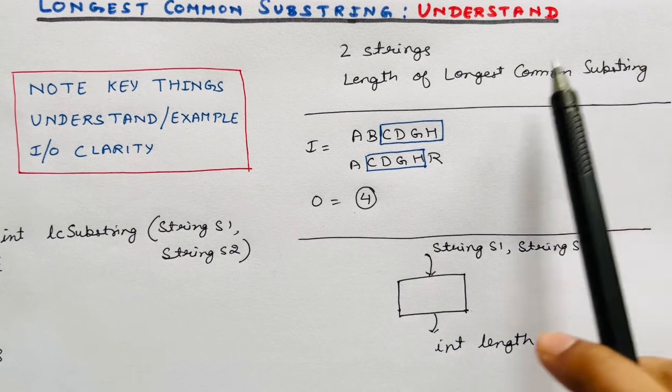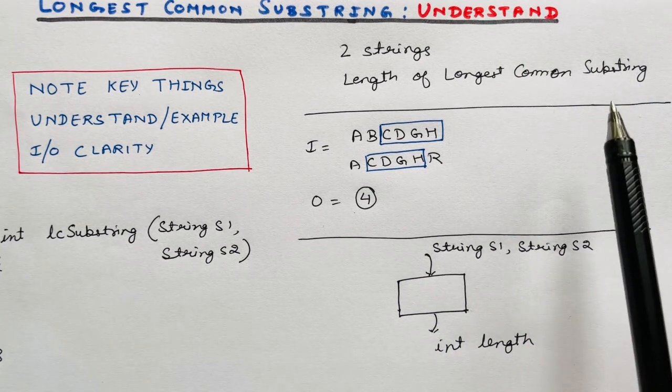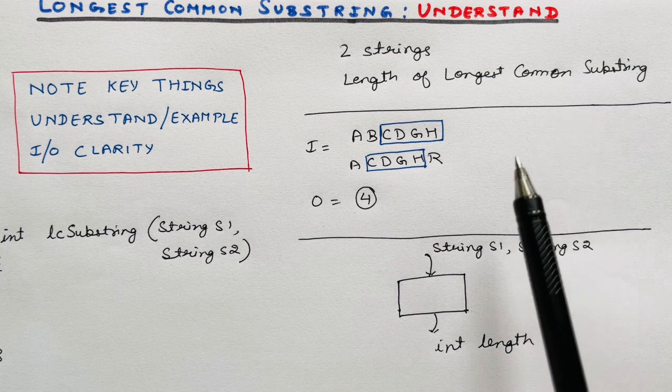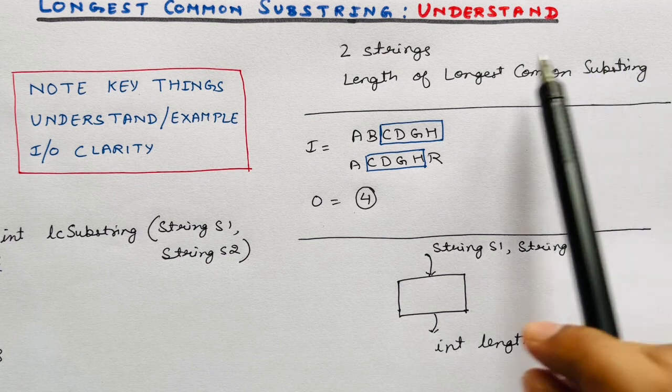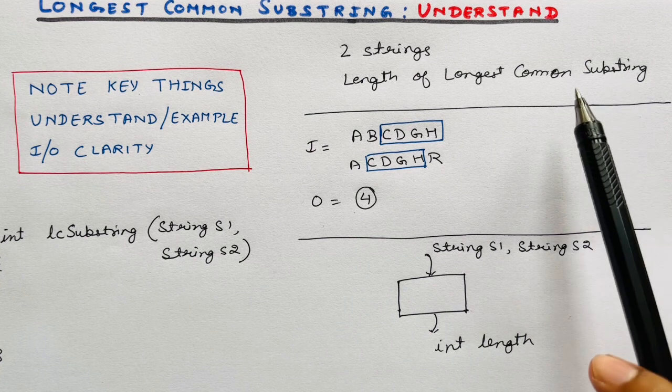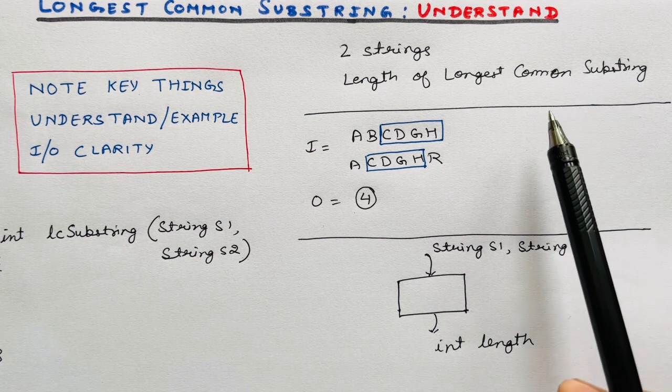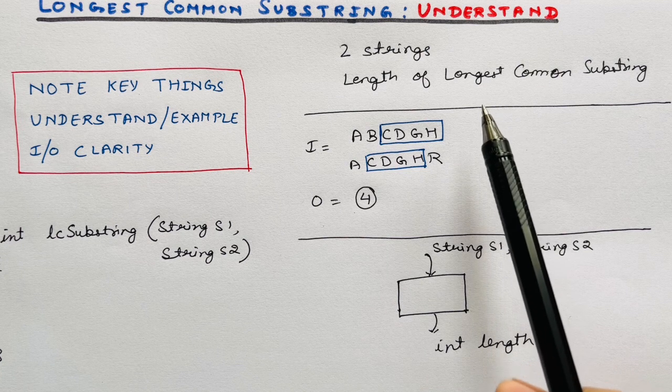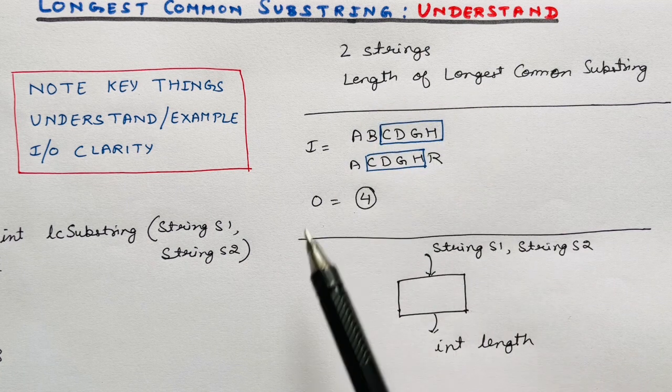Then it has to be a common substring. That means this substring should be present in both the strings given. And then it has to be the longest as well. That means out of all the common substrings that are present in both the strings, we have to return the longest one and we have to return the length for it.